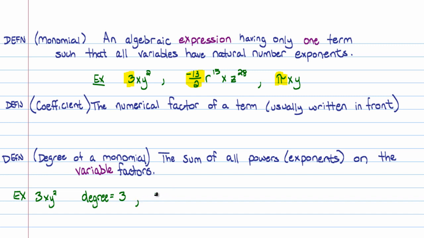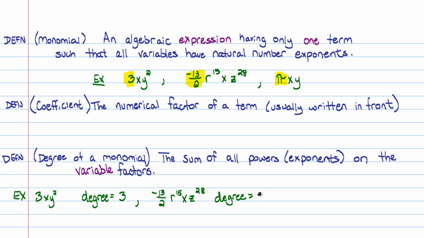Whereas the next monomial, which is negative 13 halves, r to the 15th, x, z to the 28th, the degree on this one is much higher, which means it's a much more powerful monomial. We have r to the 15th, x to the first, so that's 16 altogether, plus another 28 for the power of z.